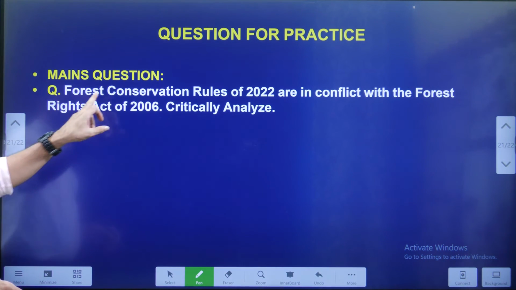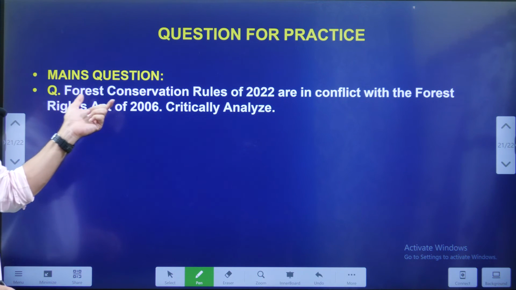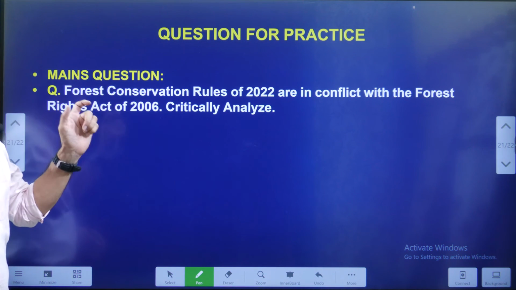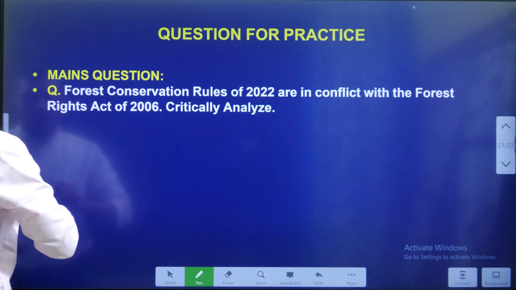Mains one. Forest Conservation Rules 2022 are in conflict with the Forest Rights Act 2006. Critically analyze. This is today's mains question, students.